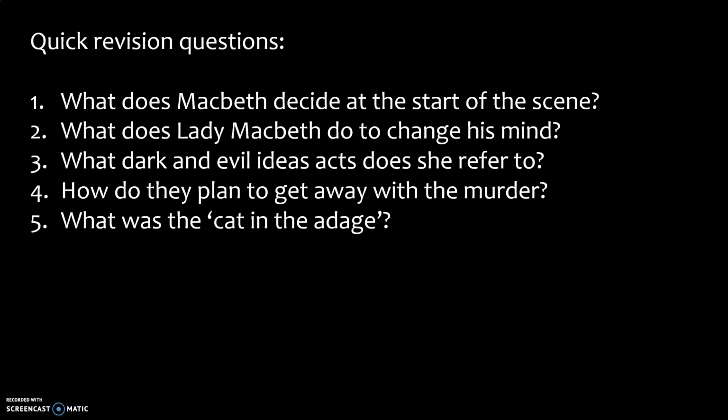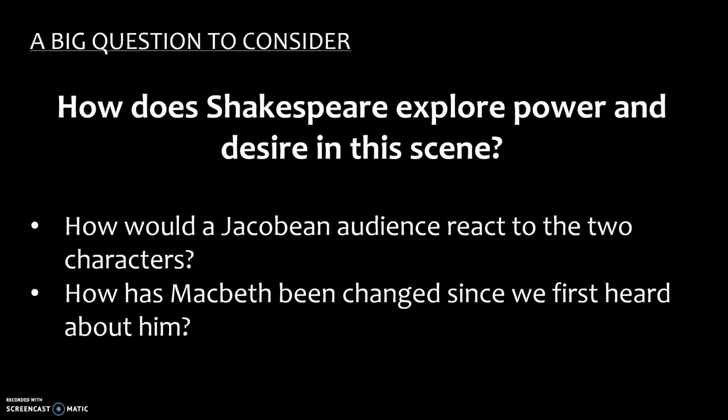Some quick revision questions. You can pause this screen and have a look at those yourself. But basically those questions will help you recap this scene. Worth writing those answers down somewhere as part of your revision. A bigger question for you to consider. How does Shakespeare explore power and desire in this scene as well? Because there's two things. The power, who has the power, and also desire. How desire for something makes you willing to do desperate and, in this case, very dark things.